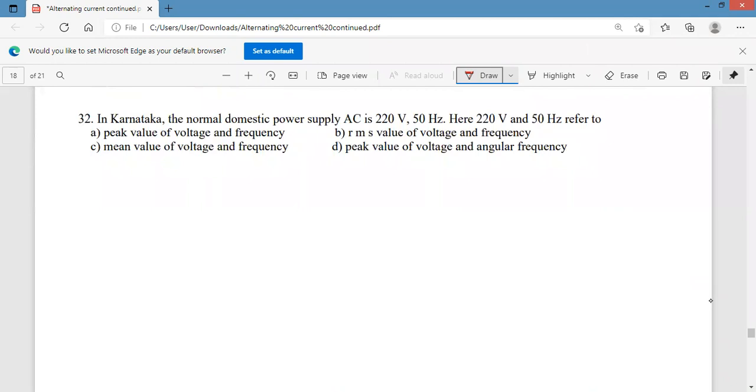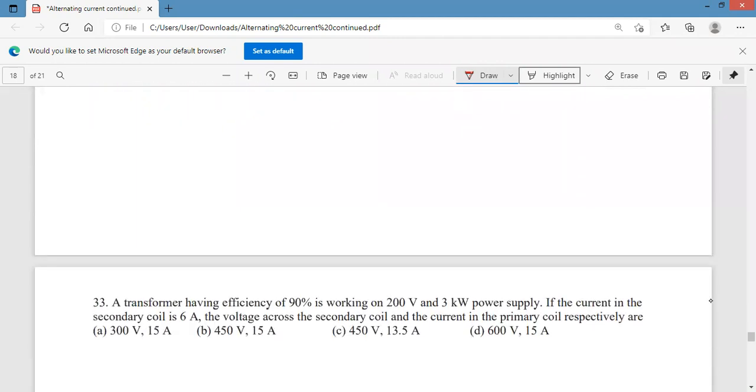Next, in Karnataka, the normal domestic power supply is 220 and 50 hertz. Here the 220 and 50 hertz are present. This is the RMS value, and this is the frequency. The RMS value of the voltage and frequency. Option B is the correct answer.